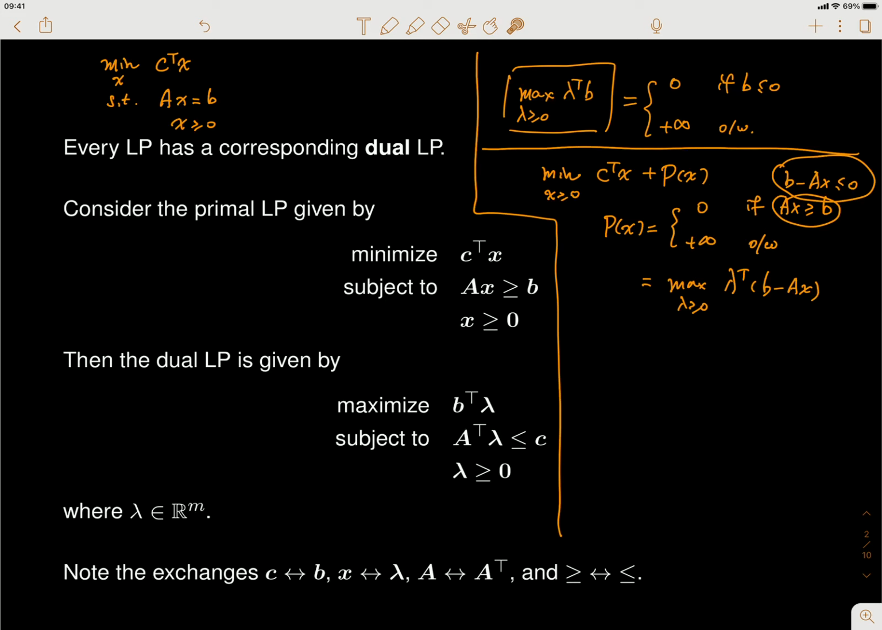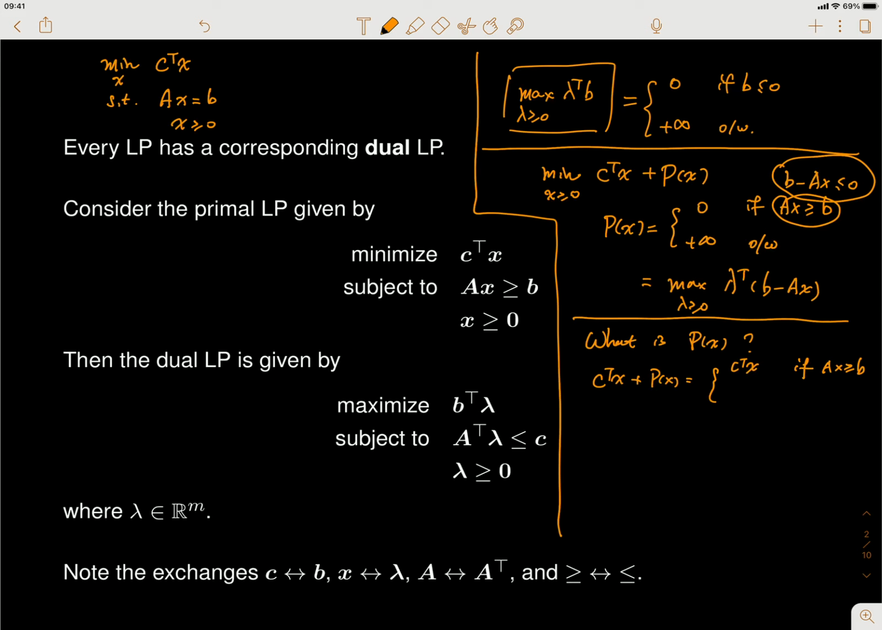And what this p function actually is, as we said: so what is p(x)? If c transpose x plus p(x), we know that if x satisfies the condition that Ax is greater than or equal to b, or b minus Ax is less than or equal to 0, then p(x) is just 0, and that means this is just c transpose x.